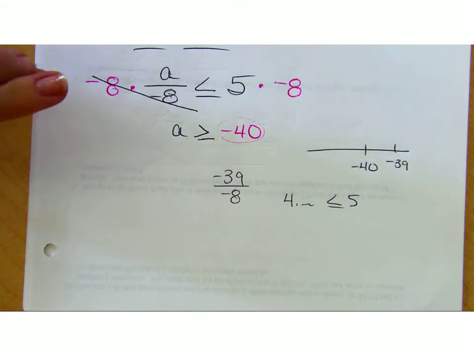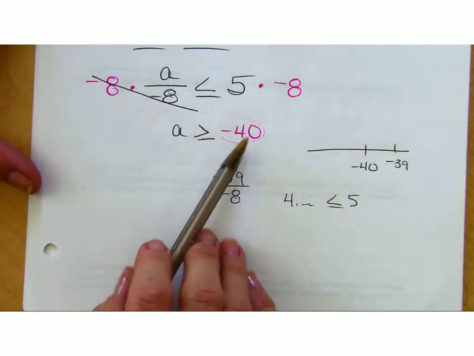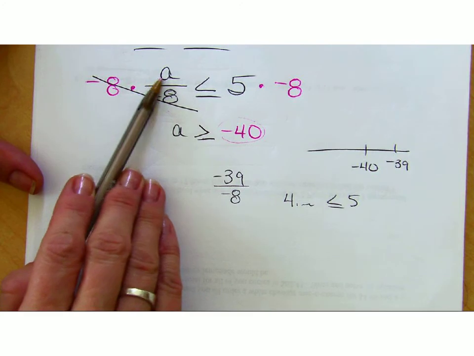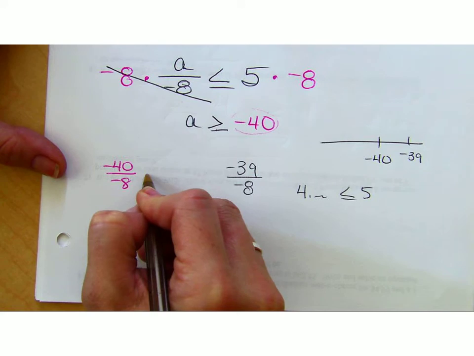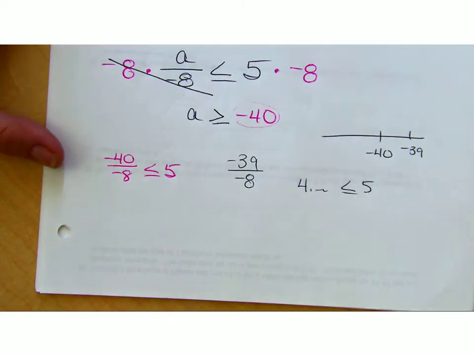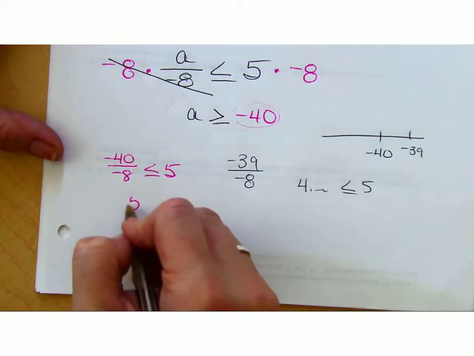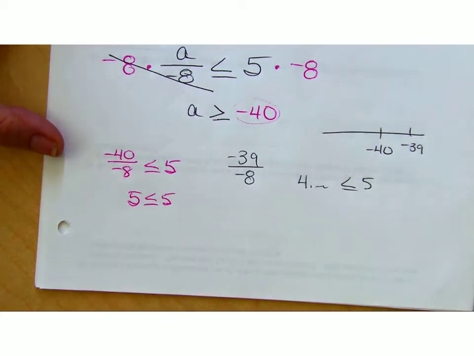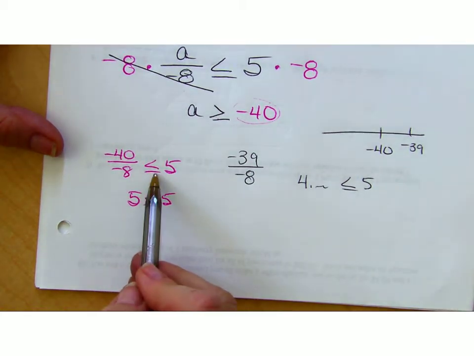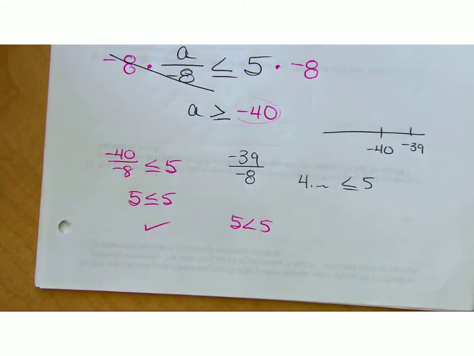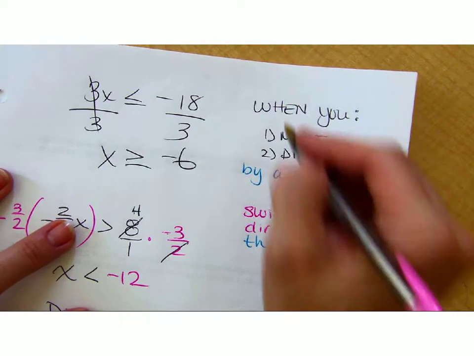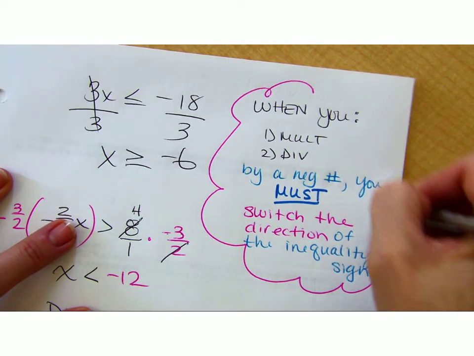So let me show you this. What if I chose -40? What if I put -40 there? What if I said is -40 divided by -8 less than or equal to 5? In this case, it's true. But what if this wasn't there? Is 5 less than 5? No. So this would be a check, which would be okay, and this would not. There's no solution there, okay? So this is the most important part of this right here, okay?